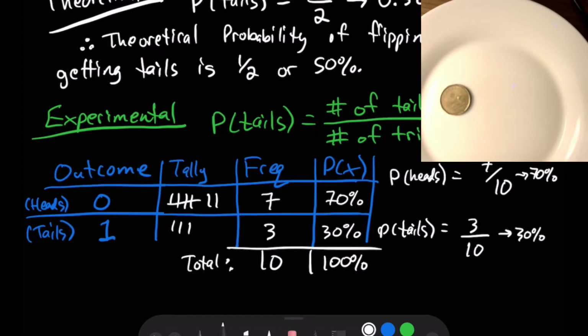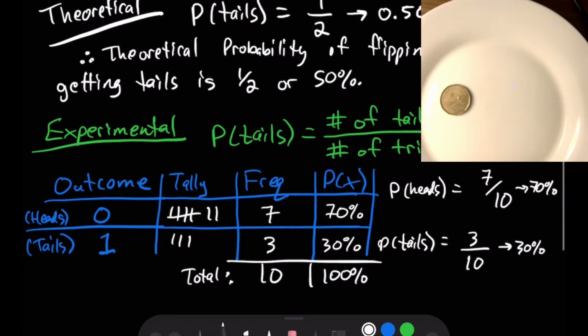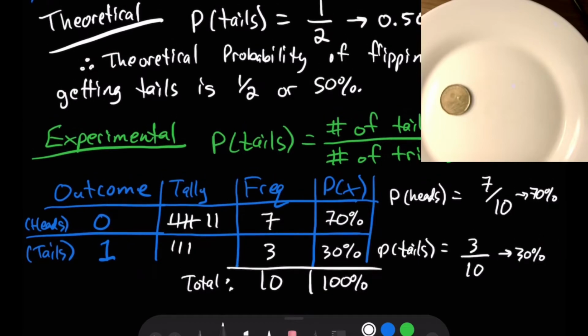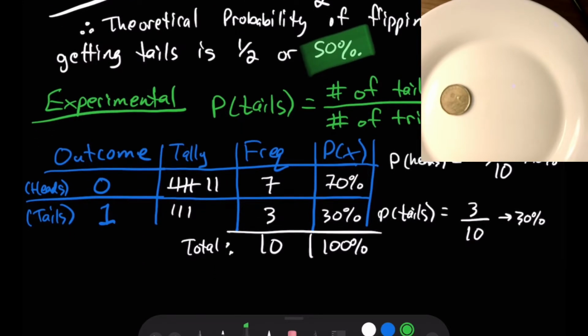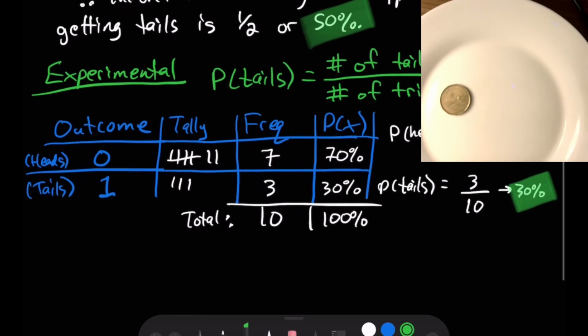All right, so we performed our experiment. We have our theoretical probability of flipping a coin and getting tails, and we found that that was 50%. We have our experimental probability of getting tails, and we saw that it was 30%. And so a question like this might also ask us to compare.